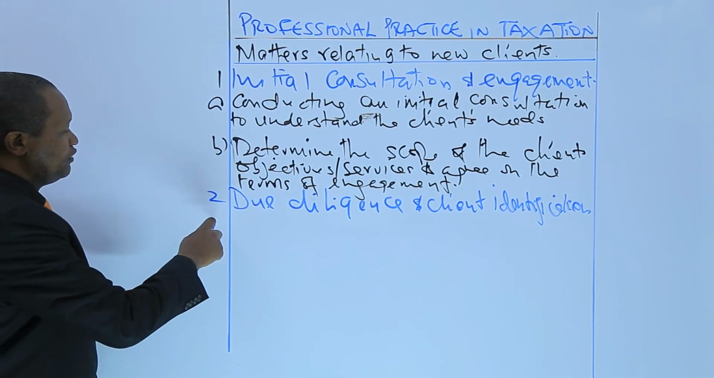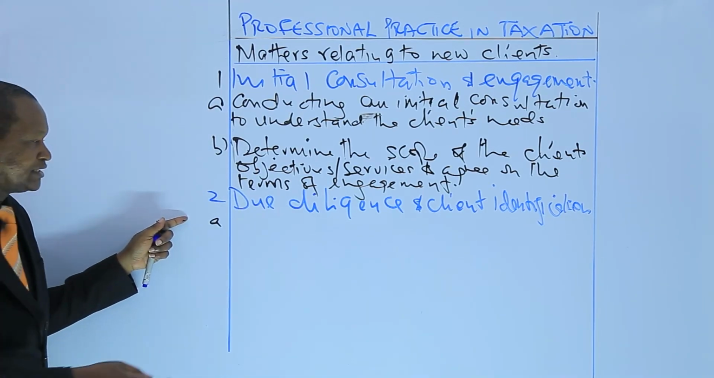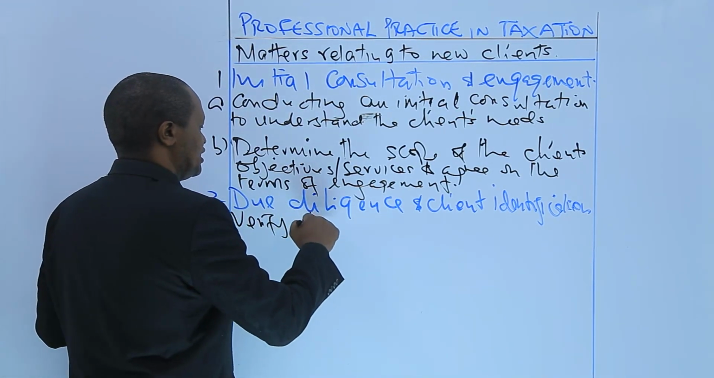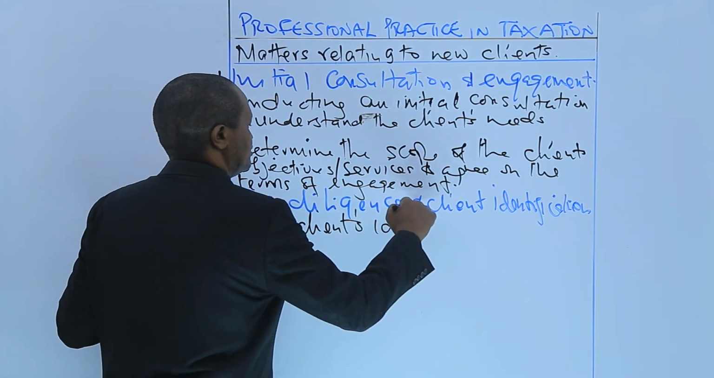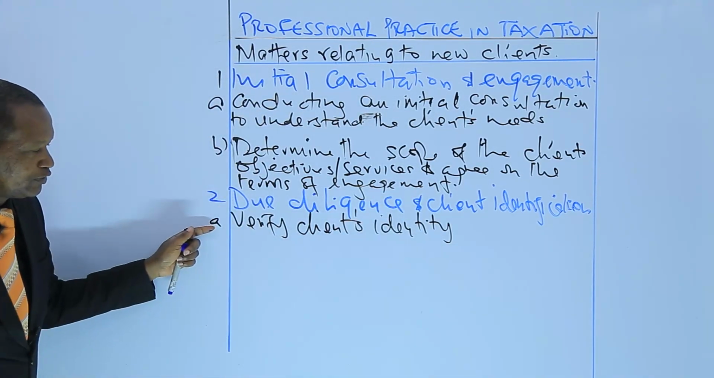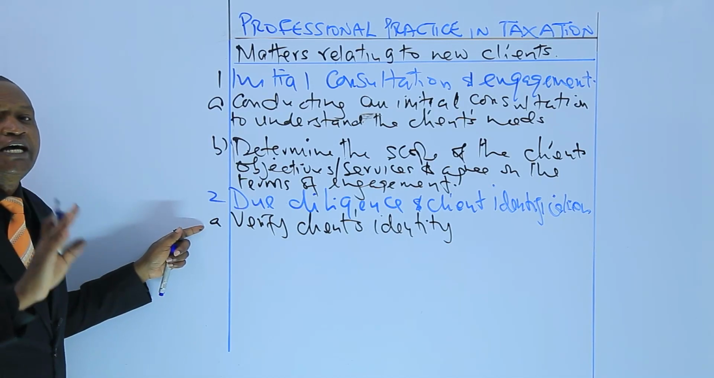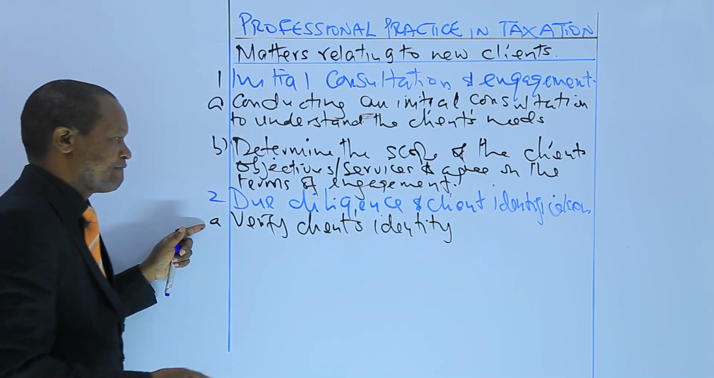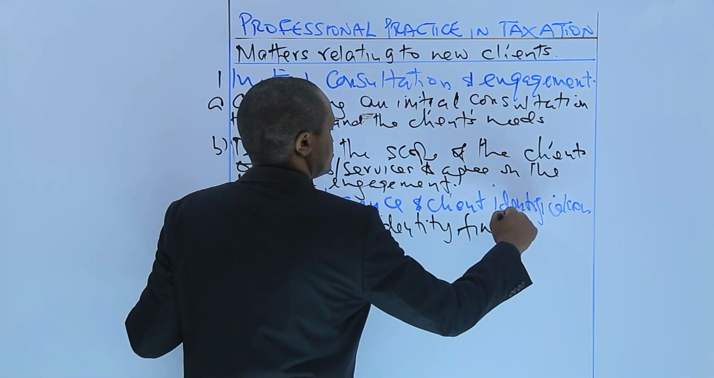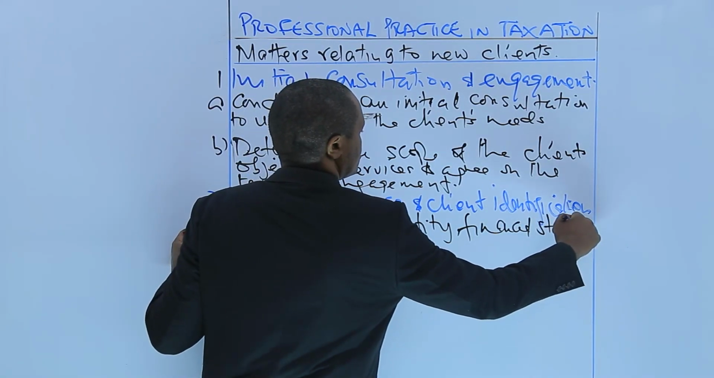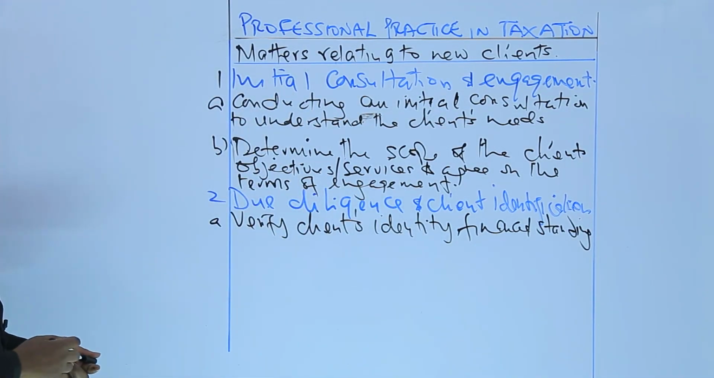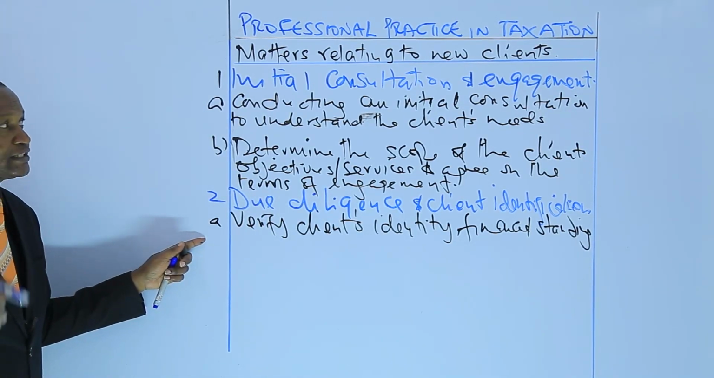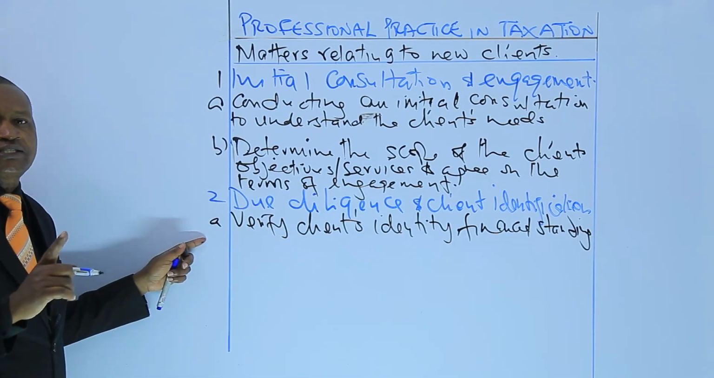The purpose here is to verify the client's identity. Due diligence will help the tax professional to verify the client's identity, as well as business operations and financial standing. The tax professional can only understand the client's financial standing after carrying out due diligence and client identification. That's a very important matter when dealing with new clients.